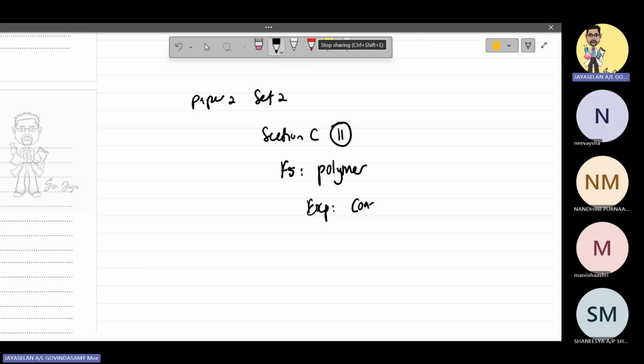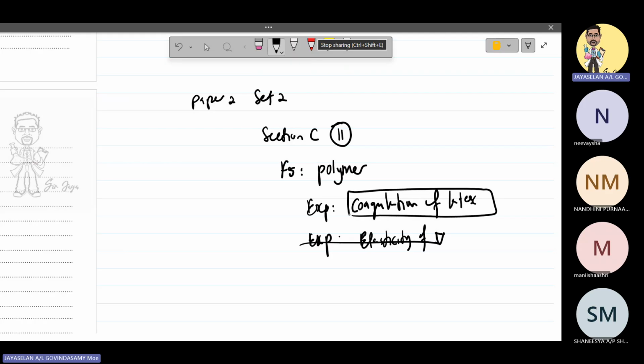So I'm targeting this one, coagulation of latex. They will give this. One more is elasticity of vulcanized rubber. This can also come out, elasticity of vulcanized or unvulcanized rubber. This I will discuss later. Today I discuss coagulation of latex.